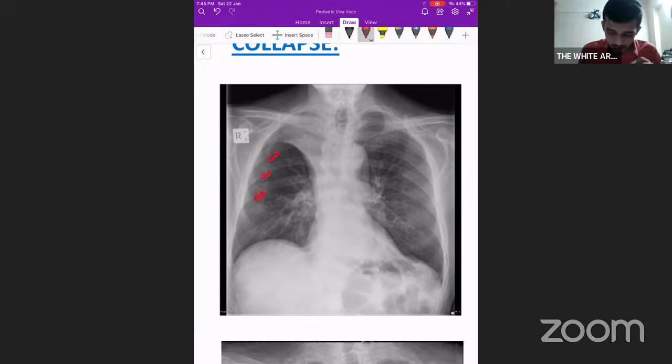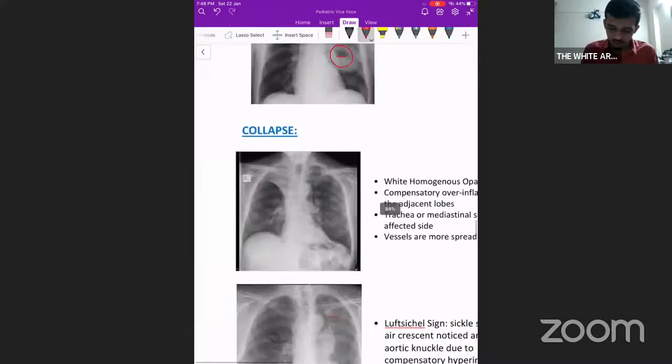That is why you see that the lungs are more translucent. There is more space between the ribs because of the hyperinflation, and the bronchovascular markings, which are so closely spaced over here, are widely spaced over here, correct? The bronchovascular markings and the ribs are more widely spaced, and the ipsilateral lung appears more hyperlucent because of more air filling as a result of hyperinflation. So if there is compensatory hyperinflation, then you call it a collapse, or else it is consolidation.